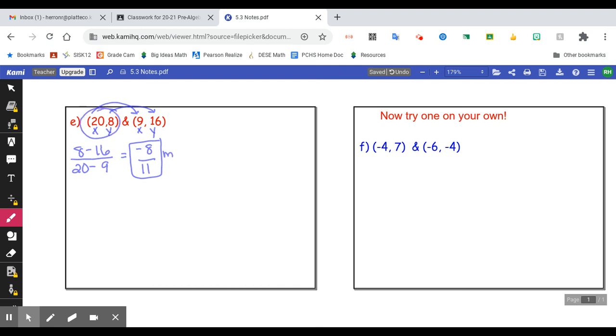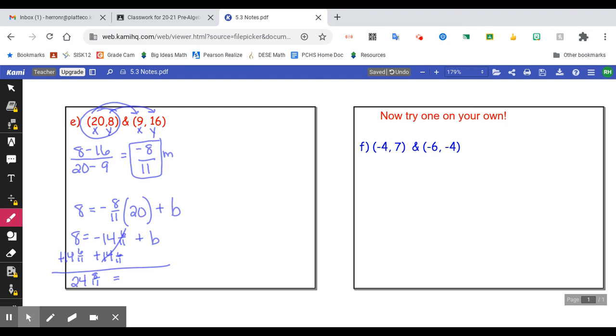Here's my point. So my y is 8. M is negative 8 over 11 times x, which is 20, plus b. And you can probably see right now this isn't going to come out fantastic looking. So 8 equals negative 8 elevenths times 20, which is negative 14 and 6 elevenths, plus b. I'm going to add this to both sides to get rid of it. Gone there. 8 plus 14 and 6 elevenths gives me 24 and 8 elevenths for my b.